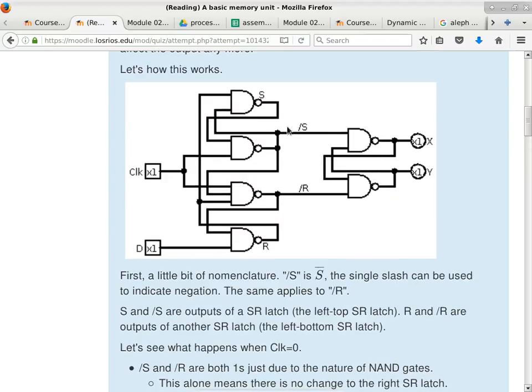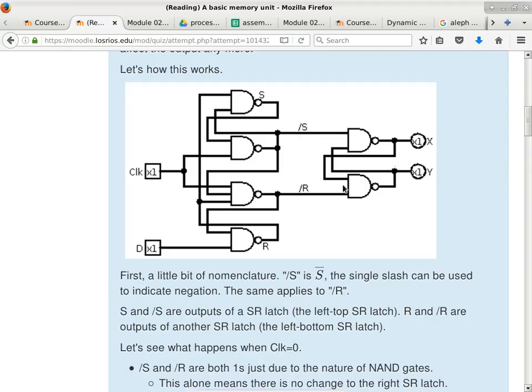This part here, if you just look at this part, is really just an SR latch, okay? Because you can see that there are two inputs, there are two NAND gates, and the connections are exactly the same thing as the SR latch that we saw earlier. And that's also why I labeled these particular lines the same way as we label an SR latch.